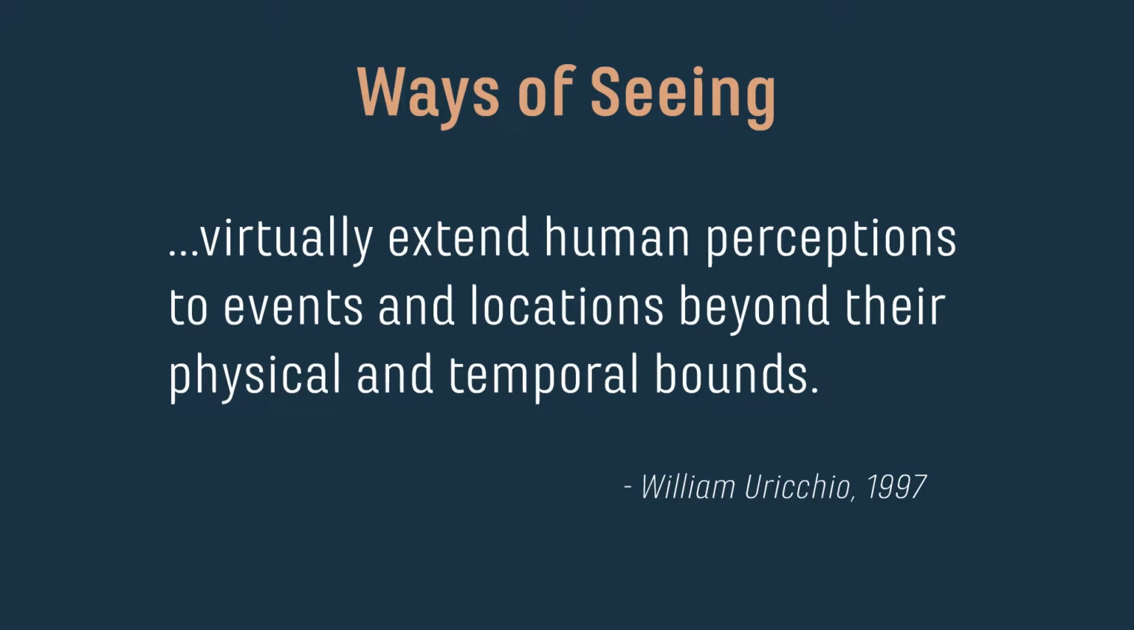In the essay Ways of Seeing, William Urchero argues that photographic technologies, combined with other media communication technologies like the telephone, virtually extend human perceptions to events and locations beyond their physical and temporal bounds.